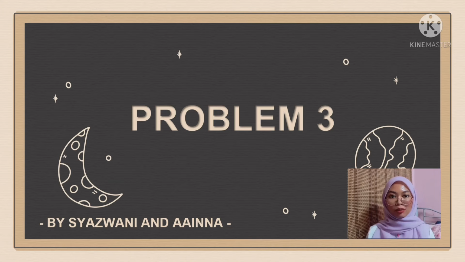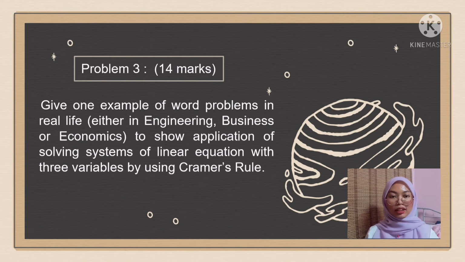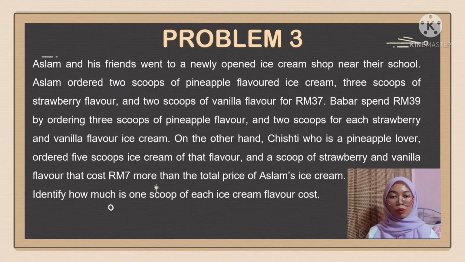Now, me and Aina will show you the calculation for problem 3. So, problem 3 asks us to give one example of a word problem in real life, then solve it by using Cramer's rule. Okay, look over there. This is the question that we made, but I'm not going to fully read it right now because we will read this question while transferring the keywords into this table.